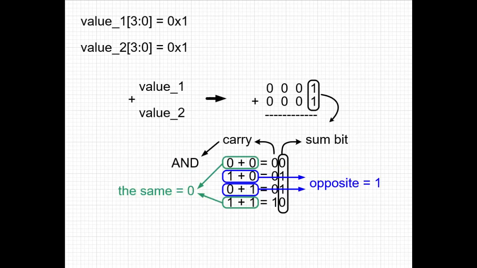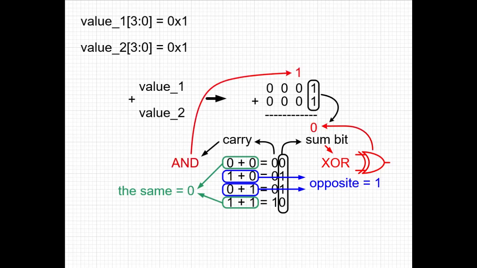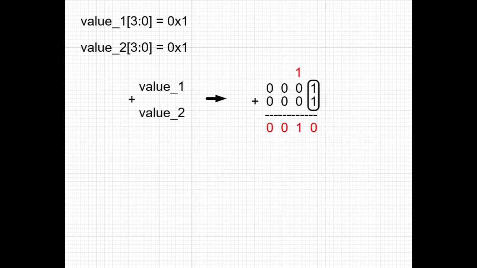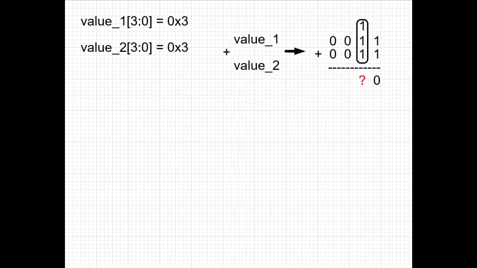Returning to the original scenario, we see that we can implement the sum bit with the new XOR gate. And since we've already determined that the carry can be implemented with a simple AND gate, we're done with the LS bit position. And so we move on to the next bit position, where we'll change the operands, the inputs value 1 and value 2, both to 3.